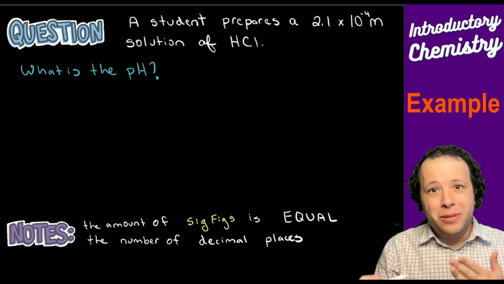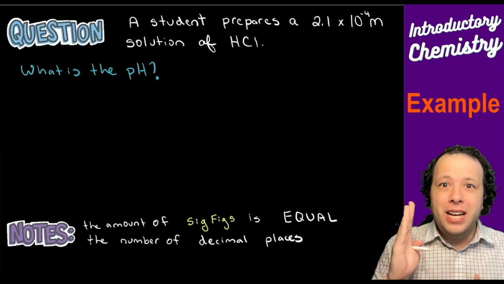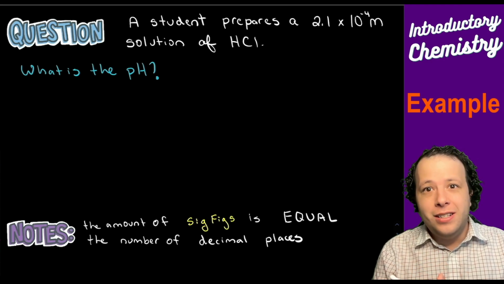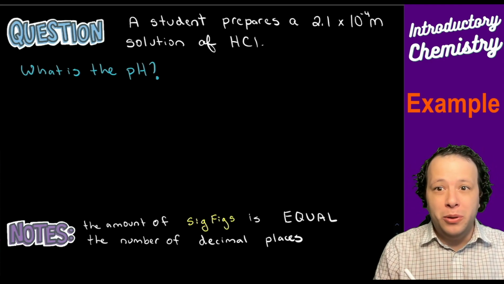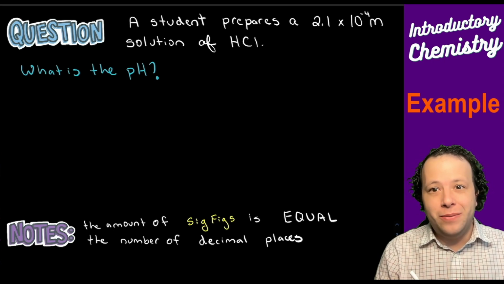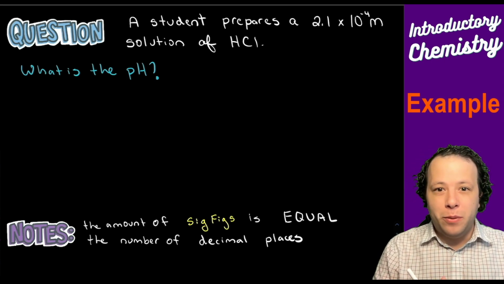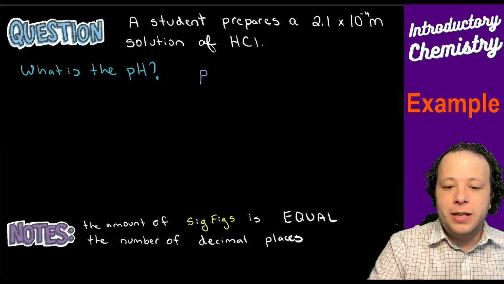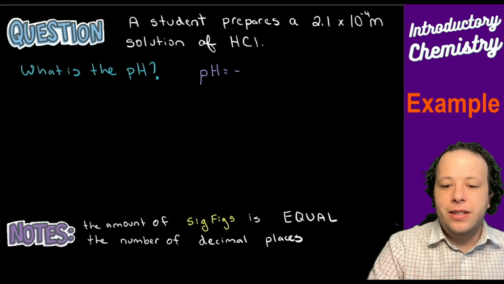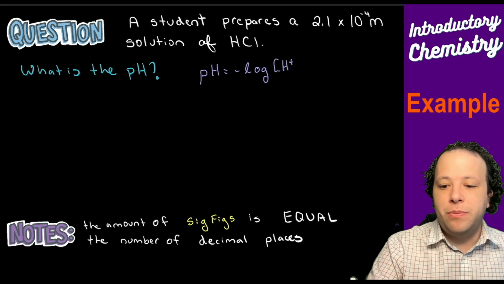Here we go. Let's do this example. We have the following question: a student prepares a 2.1 times 10 to the negative 4 molar solution of HCl. With this type of formula, when we are using the pH equation, this is always going to relate directly to the negative log of the concentration of H+.